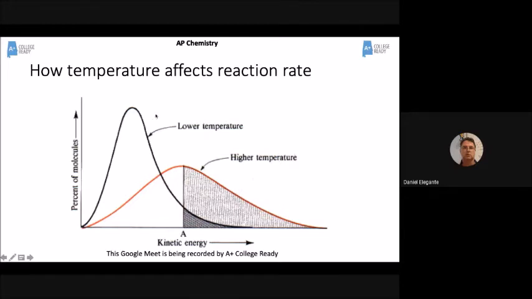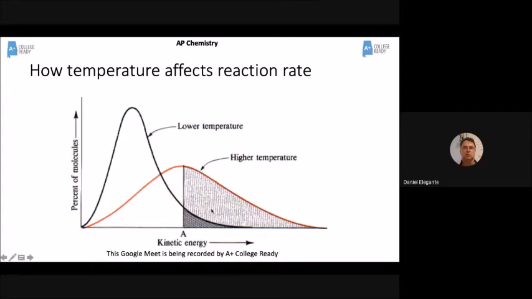Molecules at a low temperature, it's almost like that graph gets squeezed over to the left. Molecules at a higher temperature, it's almost like you put your hand at the top of the curve and smush it down. And when you smush it down, it spreads out at the bottom. So this letter A down here is important because in this graph, the A represents the amount of activation energy. So anything past this A, anything over here, represents the molecules that have enough energy to react.